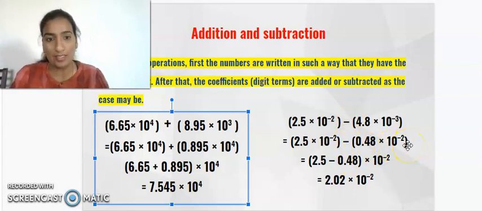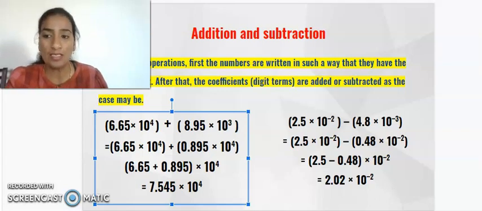And like the previous case, again, we can subtract the coefficients and rewrite the exponent. And the final answer will be like this. How to express a number in scientific notation, what scientific notation is and all, we have discussed in the previous episode. If you want to know more detail about it, you can just watch the previous episode, the scientific notation.